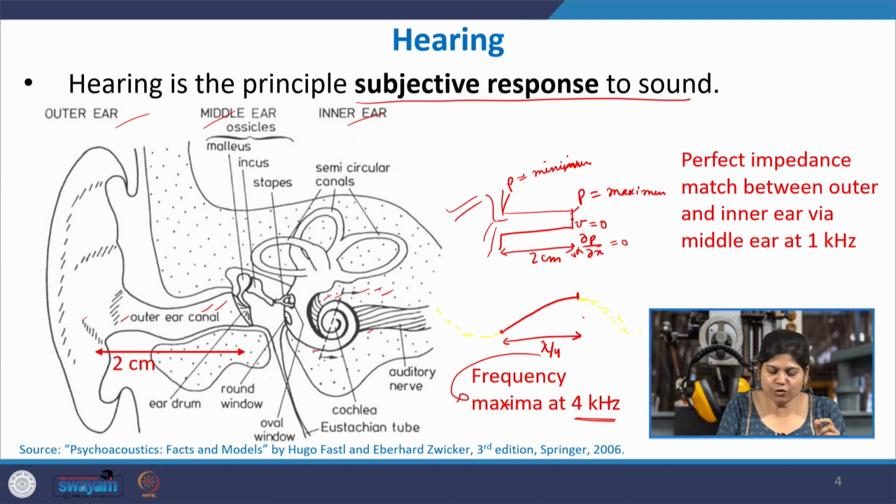So, from here to here there would be a lot of difference in the impedance of the two media, and this tries to match it. So, the impedance is matched for continuity of flow, and this perfect impedance match happens at 1 kilohertz. So, once again, the human ear is sensitive at 1 kilohertz. This is the range within which the ear is usually sensitive.